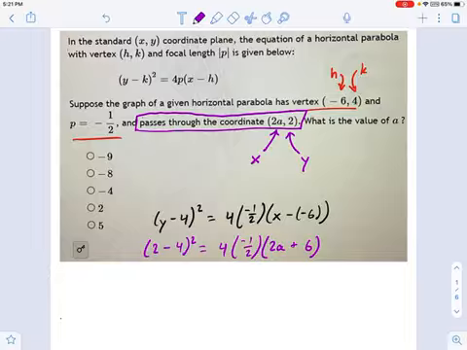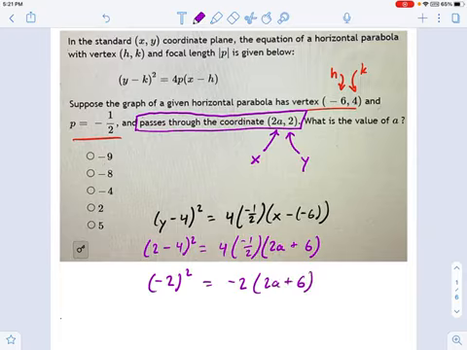Okay? So let's go ahead and do this. This becomes negative 2 squared. Well, 4 times negative 1/2 is going to be negative 2 times 2a plus 6. Now, negative 2 squared, if you're doing this on a calculator, be careful about those parentheses. It's 4, not negative 4, and calculators can mix this up if you don't put in the parentheses correctly. I distribute that negative 2 multiplication. This becomes negative 4a minus 12.